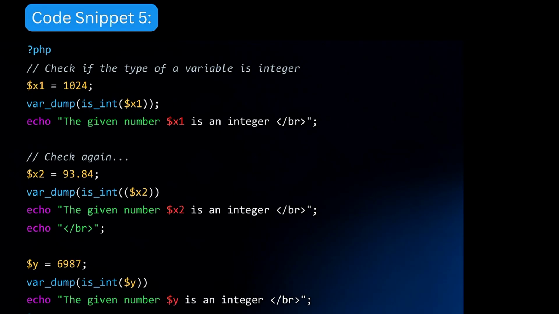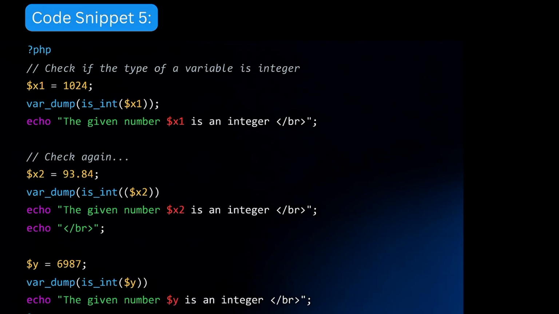Complete output explanation. When this program runs, the output will look something like this in the browser or console: bool true. The given number 1024 is an integer. bool false. The given number 93.84 is an integer. bool true. The given number 6987 is an integer. The first and third results return true because both values are integers, while the second result returns false because the value 93.84 is a floating point number.